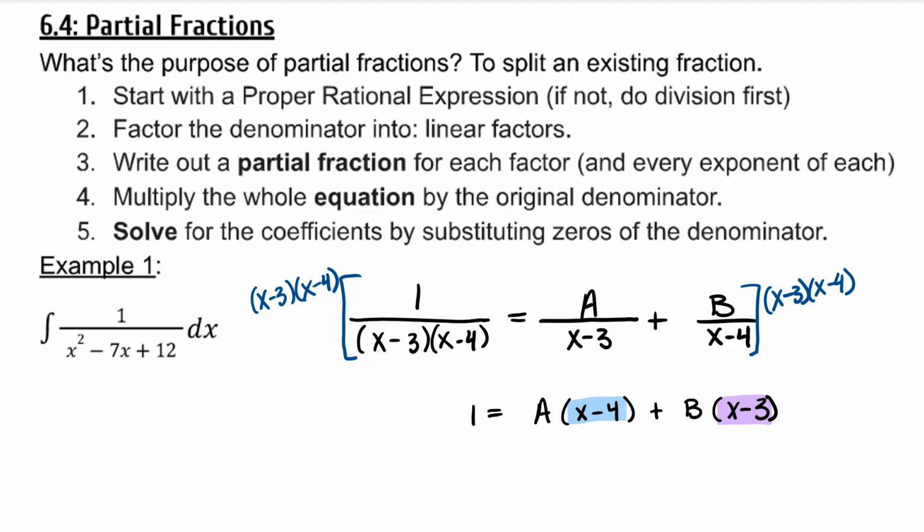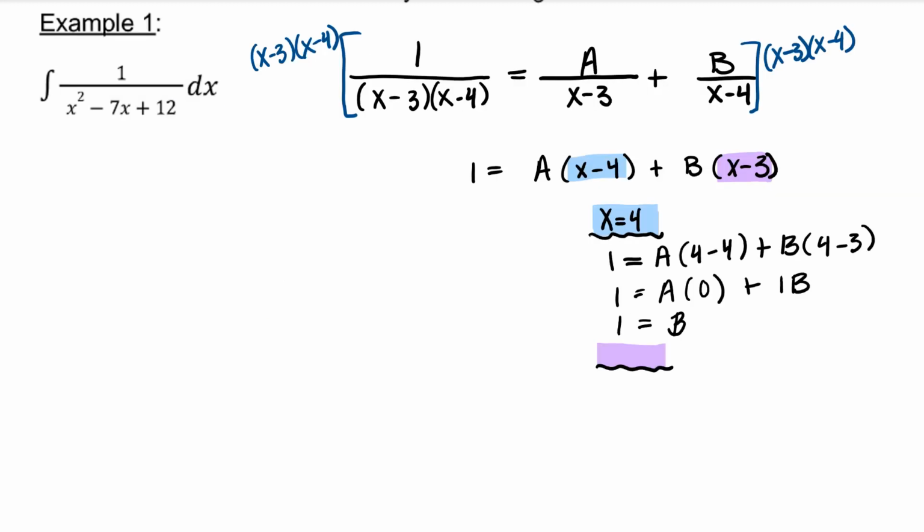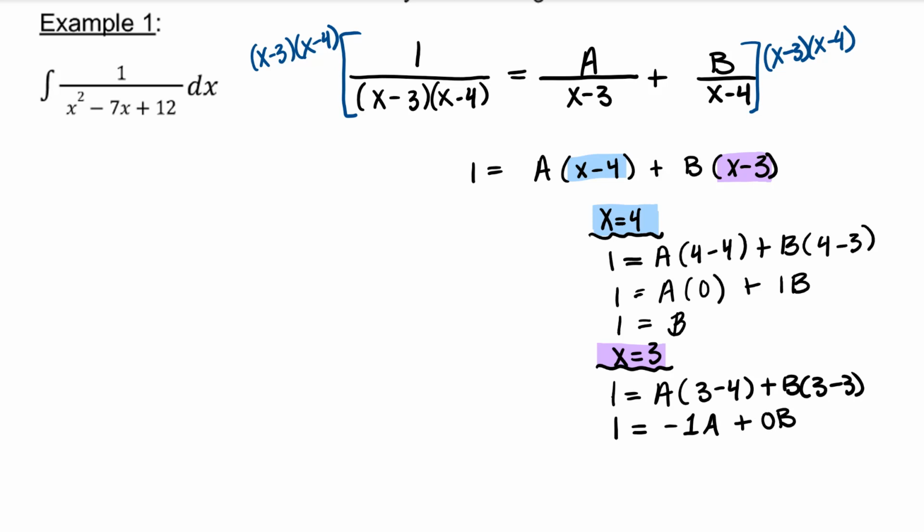In order to solve for a and b, we're going to substitute in the zeros for x. To make x minus 4 equal to 0, x would have to equal 4. And we can solve for b and get 1. Then I'll substitute x equals 3 to solve for a. And we get negative 1 for a.